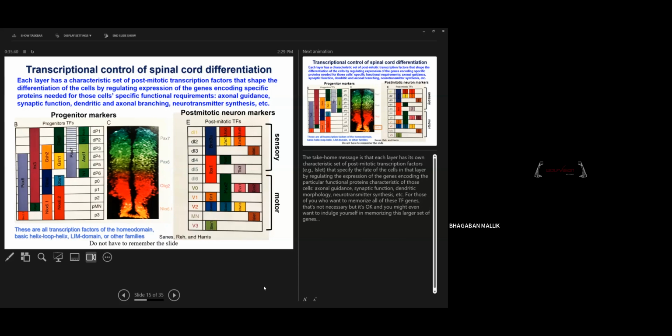And here these are the different transcription factors expressed in the post-mitotic neurons in the spinal cord. These sets of transcription factors are found in the sensory neurons, and these sets are found in the motor neurons. You do not have to remember this slide. I just want to show how complex the transcription factors are in different neurons.